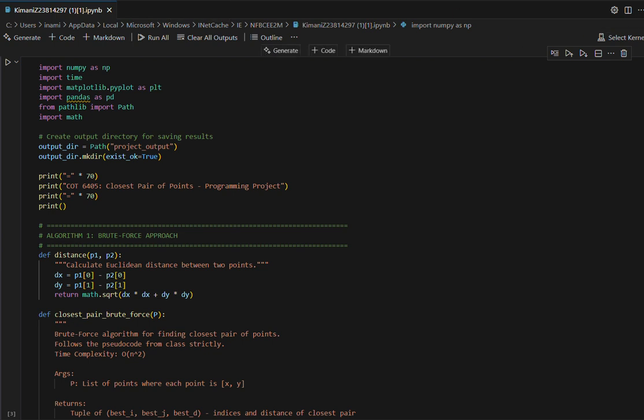The code begins with me importing essential Python libraries such as NumPy for random number generation and Pandas for organizing results in tables.